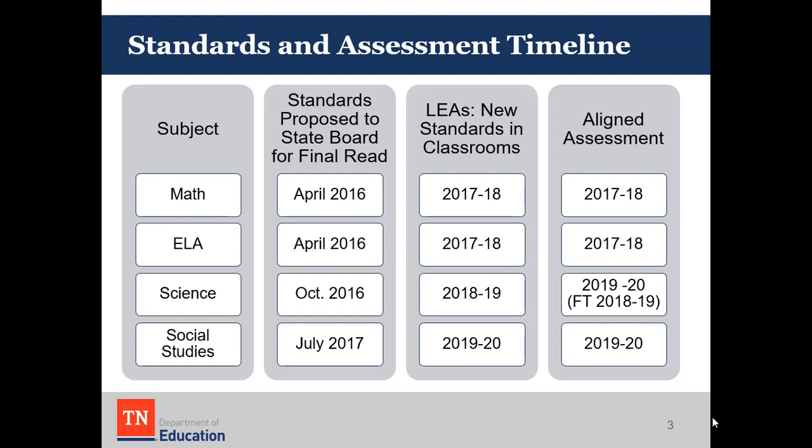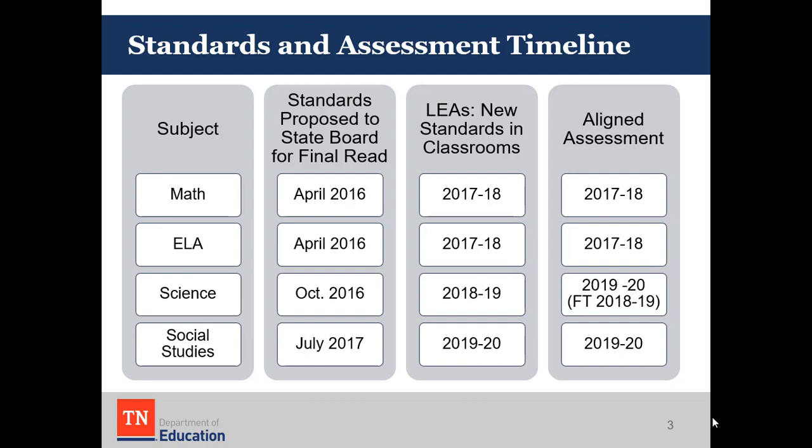The standards and assessment timeline for the 4 subject areas are as follows. You can see the subjects and the year and month in which the standards were proposed to the state board for final reading. Those will enter the classrooms then on that 3rd column, and finally the aligned assessment will begin in the 4th column during that school year.